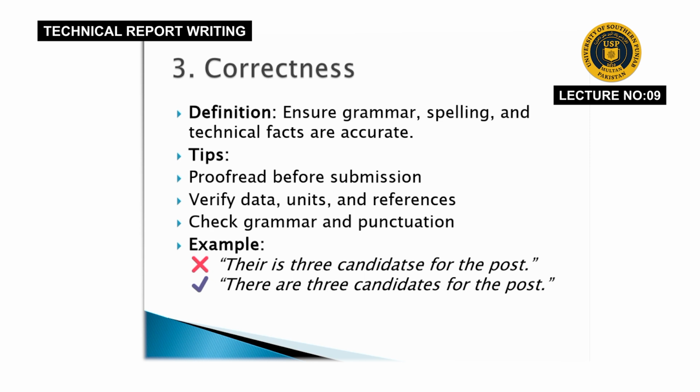The third C is correctness. This means that your writing should be free from errors. These errors could be grammatical, spelling, and factual. In technical writing, even a small error can lead to misunderstandings or misinterpretation of data, which can have serious consequences.